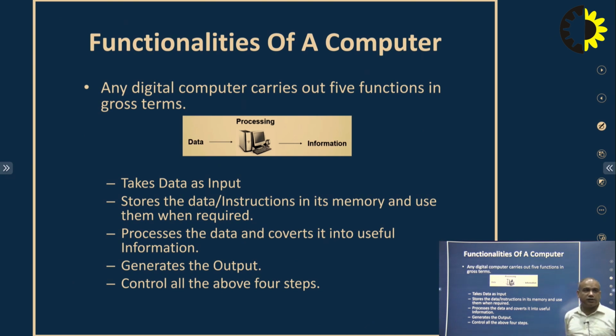So, what are the functionalities of a computer? Any digital computer carries out 5 functions in gross terms. First, it takes data as an input. Second, it stores the data or instructions in its memory and uses them when required. Third, it processes the data and converts it into useful information. Fourth, it generates the output. And fifth, it controls all the above 4 steps.